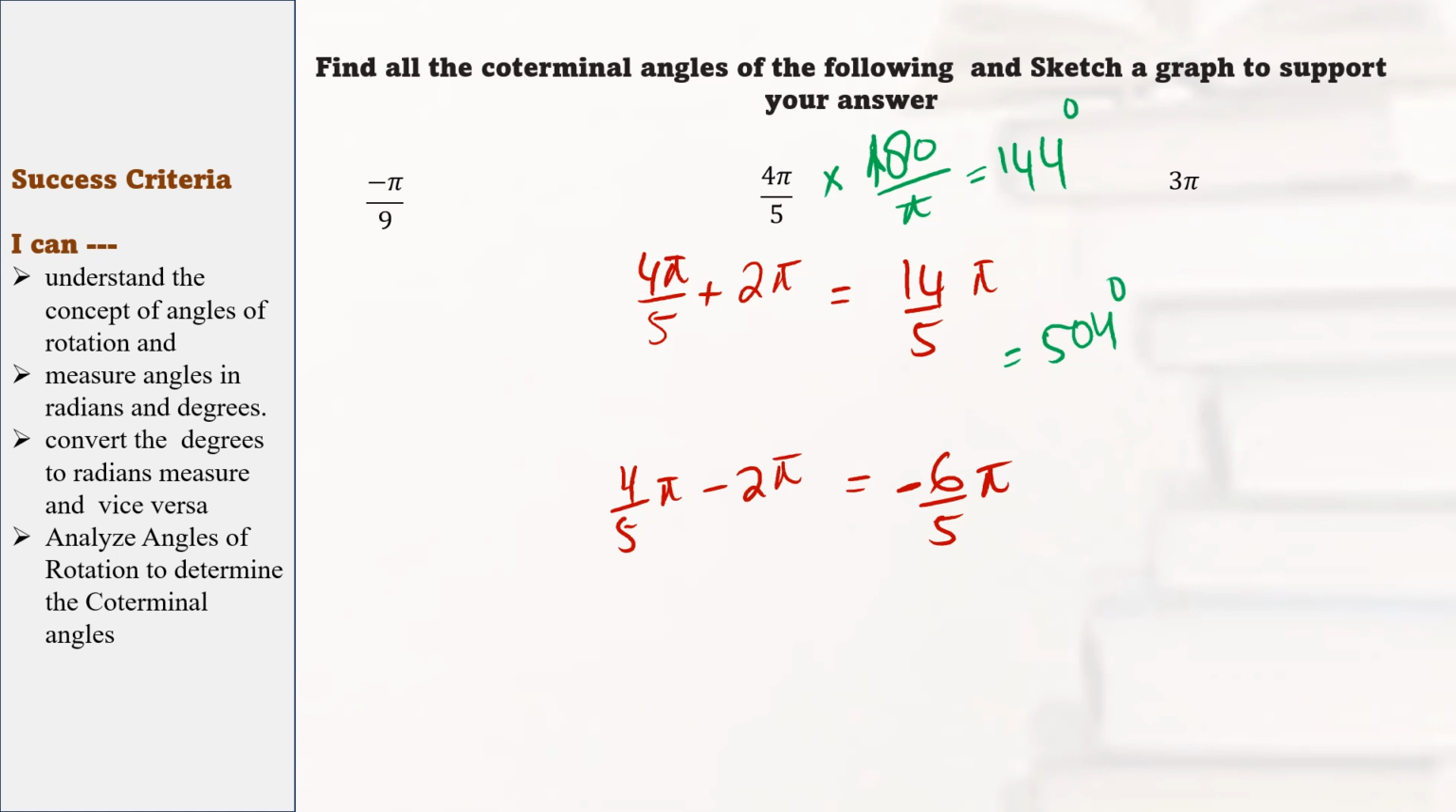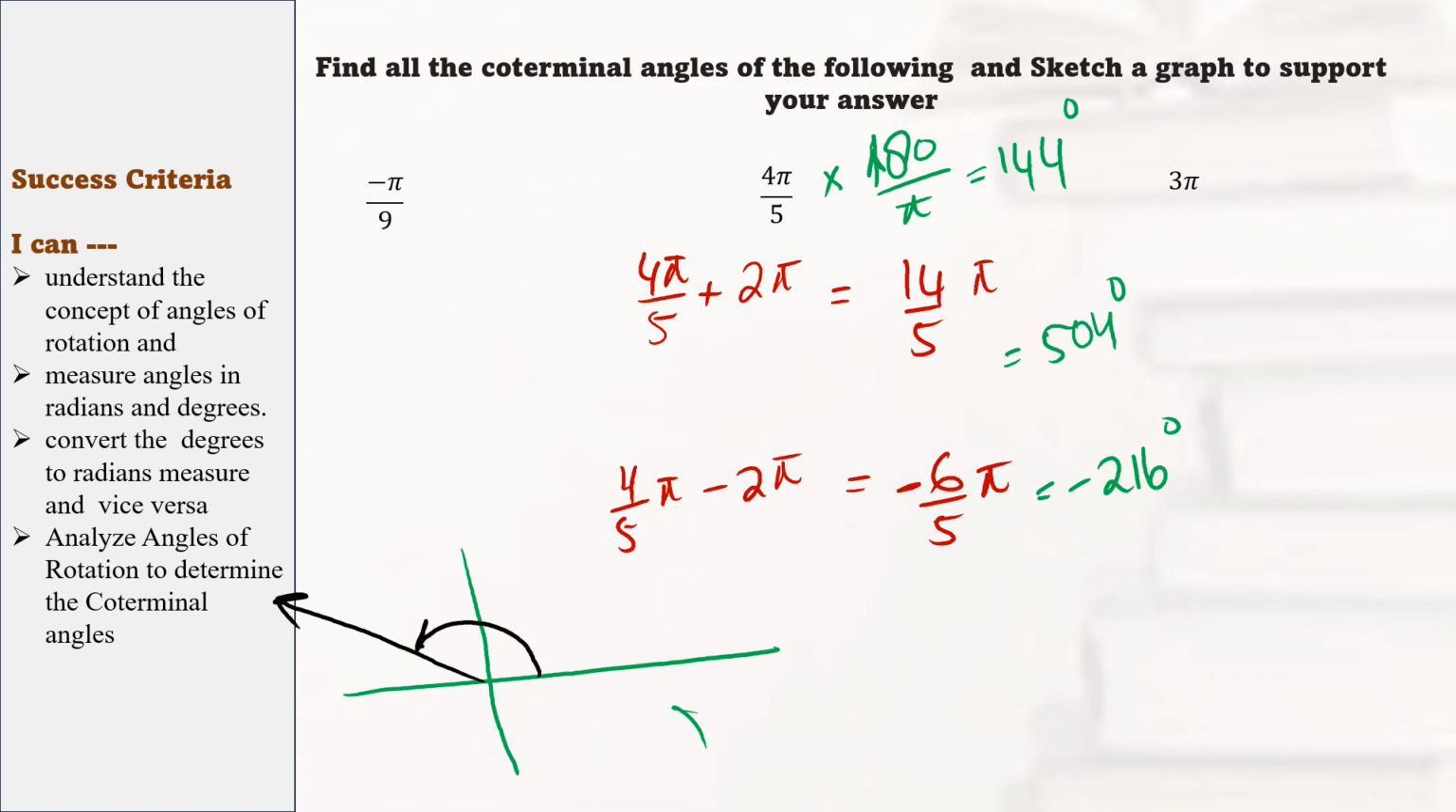And if I write here minus 6 by 5 pi, then in that case I will get negative 216 degree. Okay, let's try to sketch the graph. So first of all, let's make it 144 degree somewhere here. Okay, so let's try as a positive sign. So it is 144 degrees.